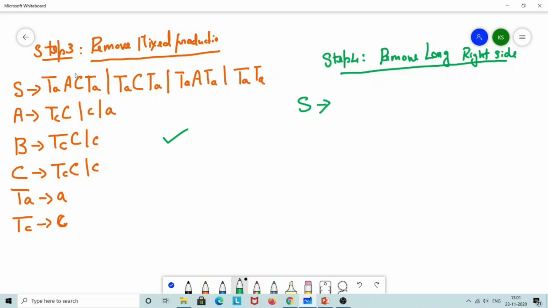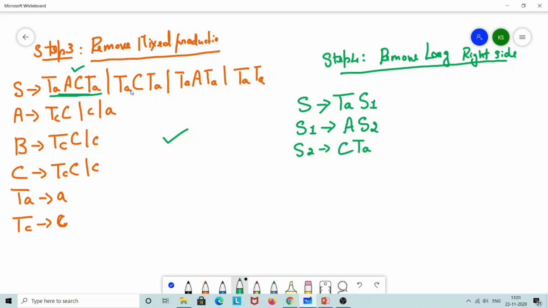With respect to the first rule, let us see whether it has a long length. Yes, so the maximum length should be 2. I should have 2 non-terminals, but here I have 4, so this has to be replaced. TA I'll write as it is, and ACTA is replaced with S1. And S1 obviously has to be written as S1 is ACTA, so I can write this as A S2, and S2 is nothing but CTA. This is how I remove the long length from this rule.